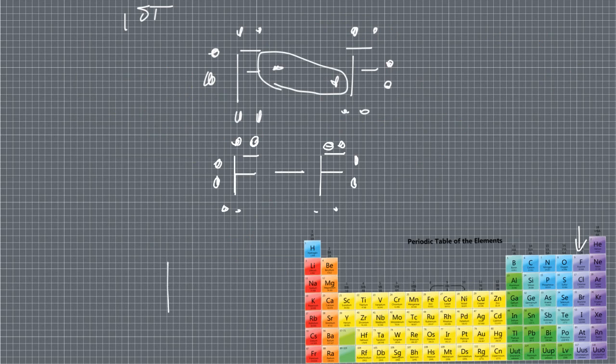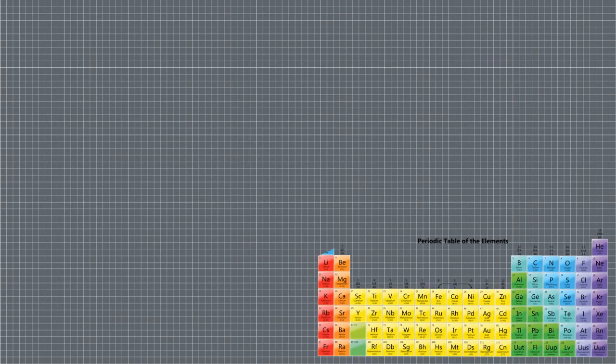And this chemical formula would be F2. And again, this is an example of a single bond. All right. Another example we can look at is the idea of water.